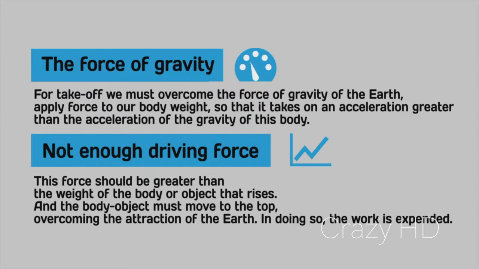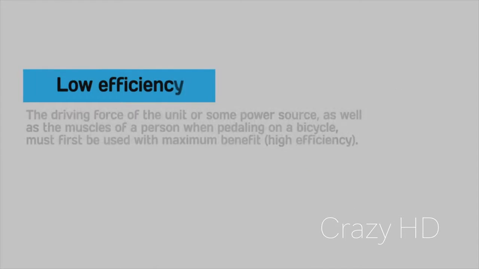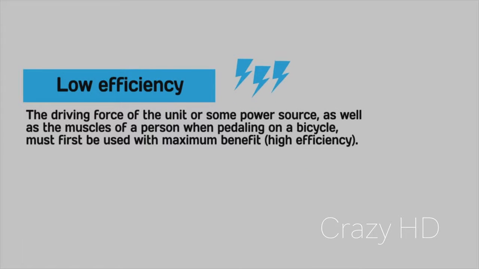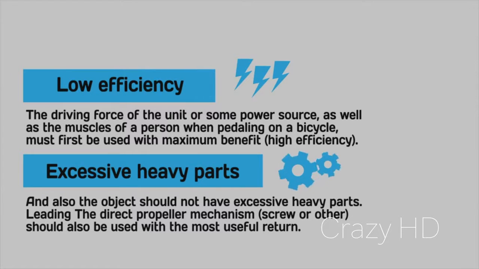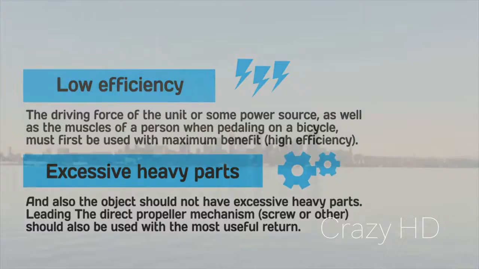In doing so, the work is expended. Low efficiency. The driving force of the unit or some power source, as well as the muscles of a person when pedaling a bicycle, must first be used with maximum benefit. High efficiency. Excessive heavy parts. And also the object should not have excessive heavy parts. Leading the direct propeller mechanism, screw or other, should also be used with the most useful return.